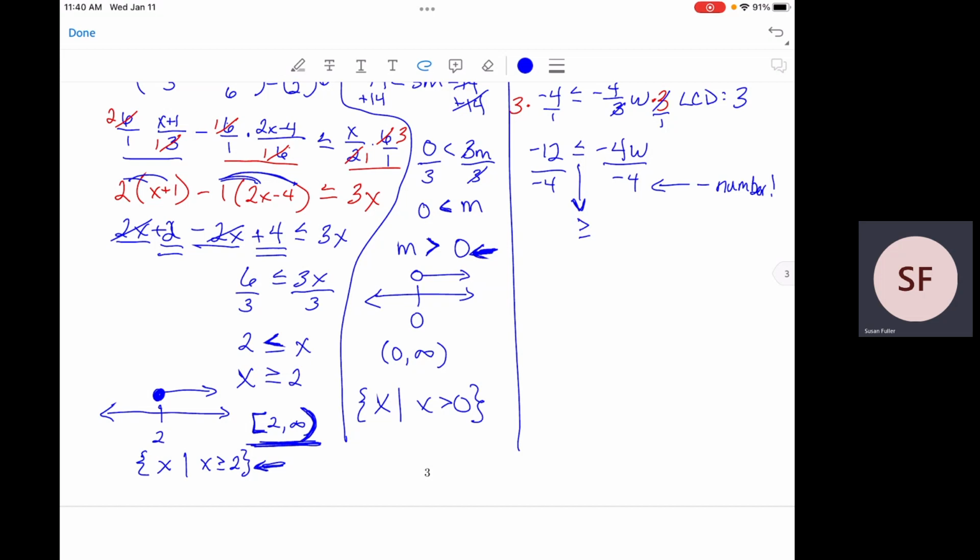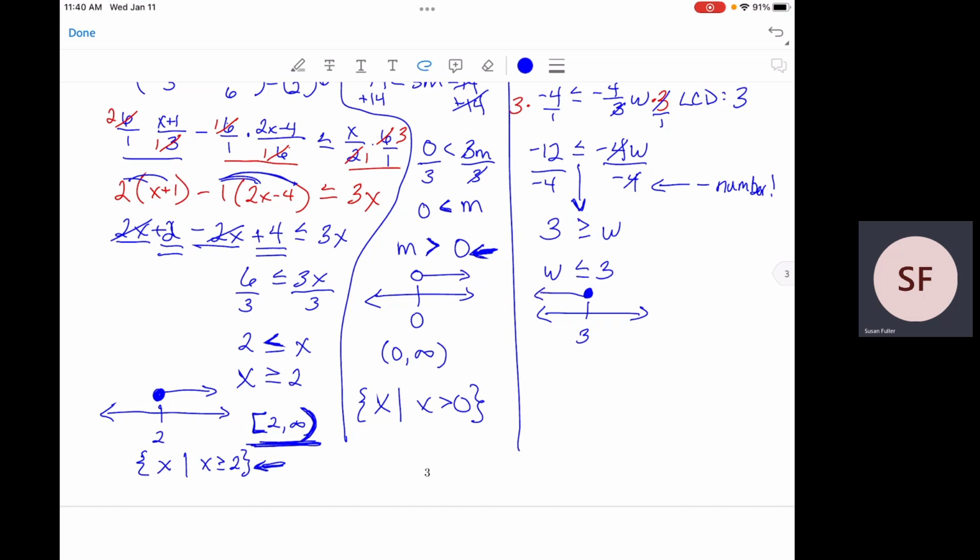Now, because we flipped it, we can go ahead and do the division. -12 divided by -4 is a +3. These guys cancel, and we have w here. Again, let's reverse this so I can make sense of this in my brain. This says w is less than or equal to 3. That's our solution. We can write it as an inequality. If we want to put it on a number line, we will include 3, so it's a closed dot, and anything less than that is over here to the left.